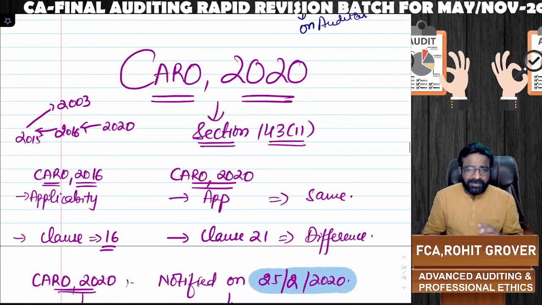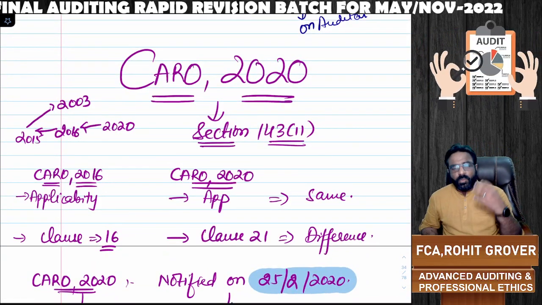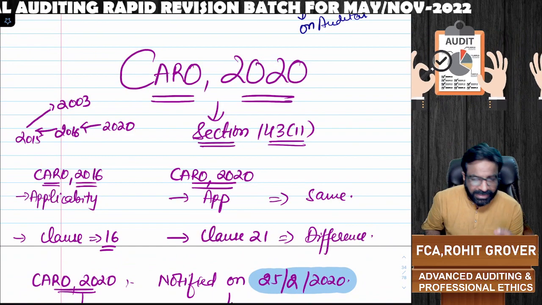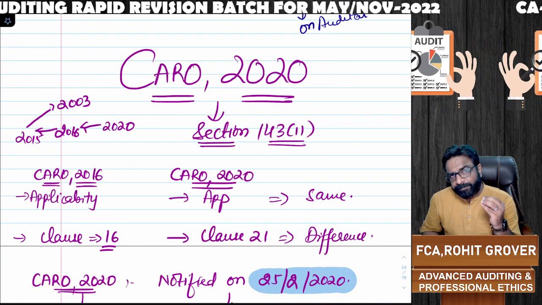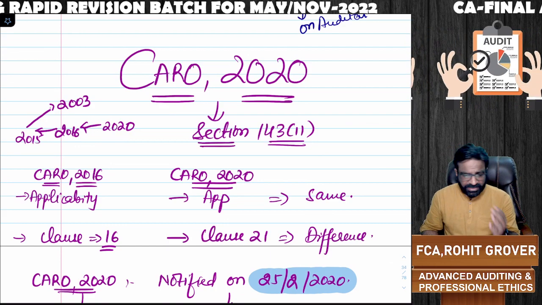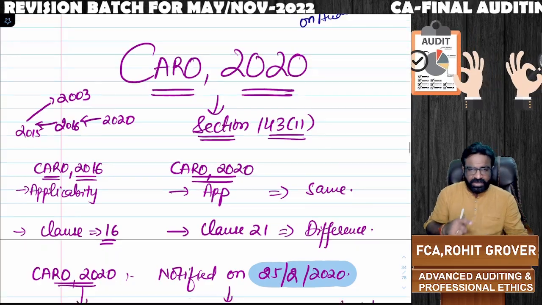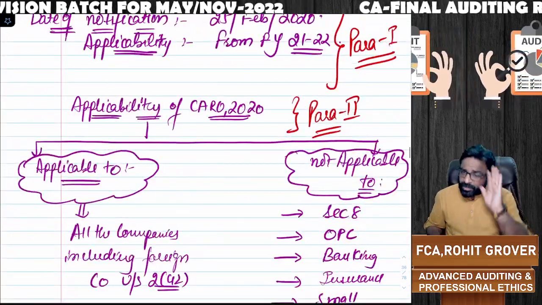Now CARO 2020, as I already told you, section number 143 subsection 11, we are going to cover under the audit reporting chapter. Clear enough? So our 143 section is also over. 139, 140, 141, 142, 143. Now 144 is also already over.